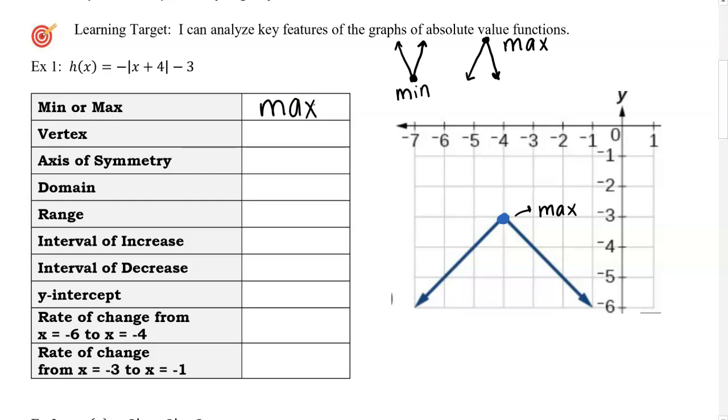The vertex itself we want to list as an ordered pair, so an x and a y coordinate. The blue point I labeled here is the vertex, and that has an x coordinate of -4 and a y coordinate of -3.